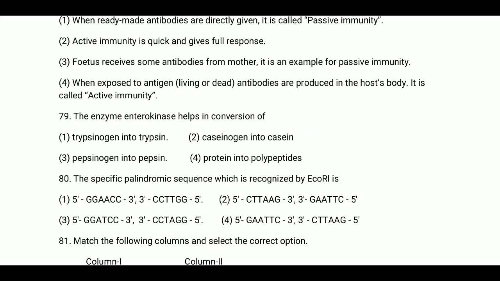Then next question: the enzyme enterokinase helps in conversion of trypsinogen into trypsin, caseinogen into casein, pepsinogen into pepsin, protein into polypeptides. Enterokinase is an activating enzyme and it helps in conversion of trypsinogen into trypsin, which is very important for starting of protein digestion.